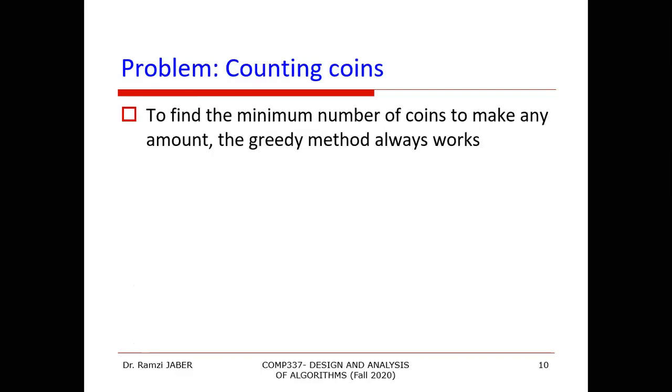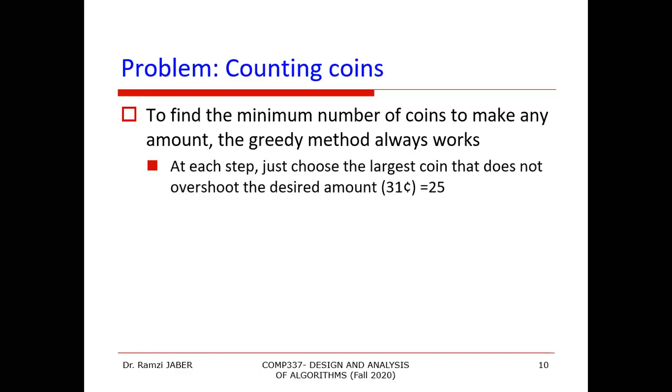Okay. Another example or problem: counting coins to find the minimum number of coins to make any amount. We can use the greedy method. The next lecture will explain the greedy algorithm or method. The greedy method always works. At each step, just choose the largest coin that does not overshoot the desired amount.